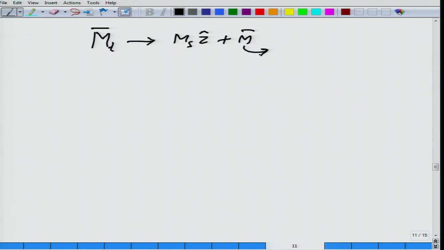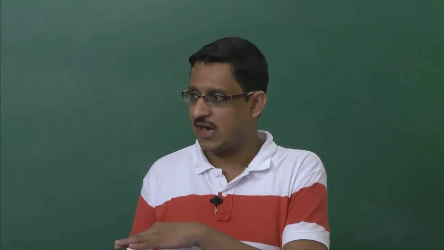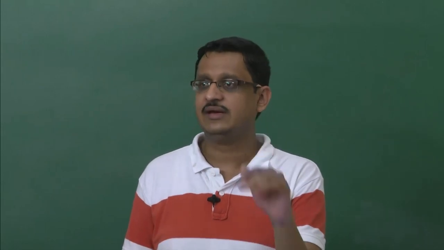Now I am using this m to denote the AC magnetization. Okay, I am not using this to denote the total magnetization, this is just the AC magnetization. Remember, Ms is the result of applying a large DC bias field, and we have applied this large DC bias field along the Z direction.